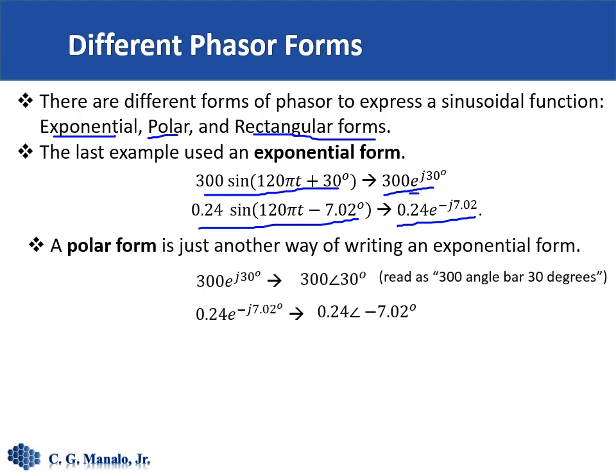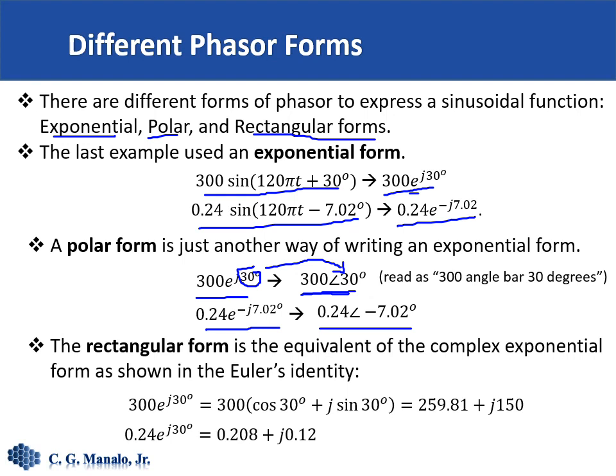So a polar form is just another way of writing an exponential form. So let's say we have this phasor in exponential form. We simply write it this way, where we take this angle here and put it there. So this one is actually read as 300 angle 30 degrees. So this exponential form written as a polar form is this one. We read this as 0.24 angle negative 7.02 degrees.